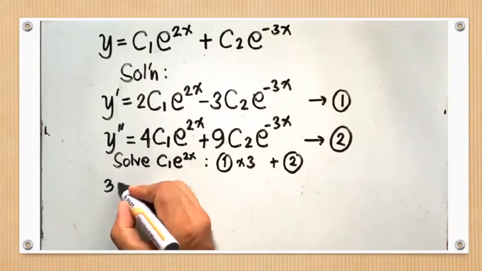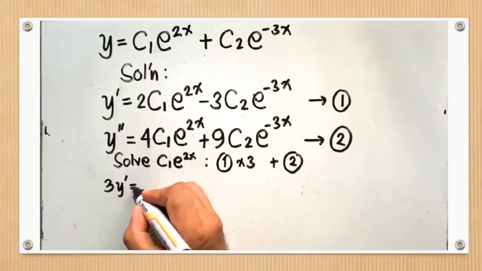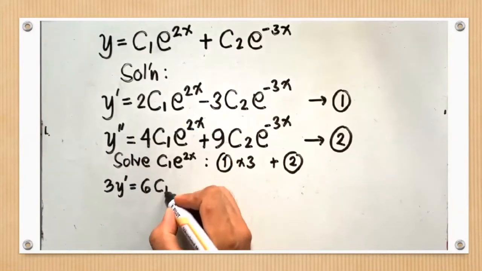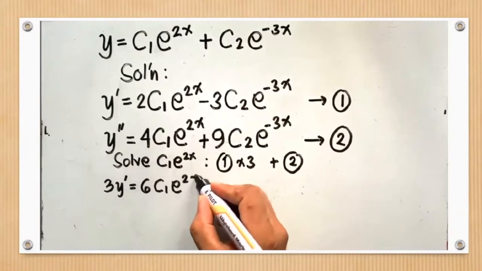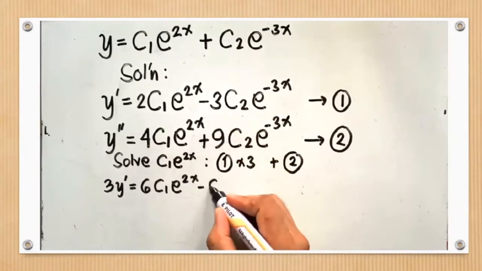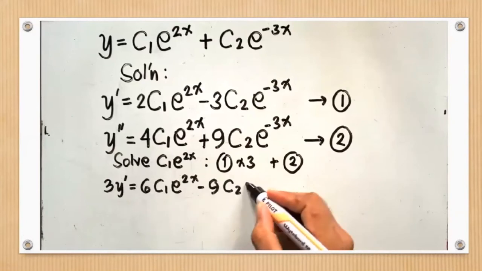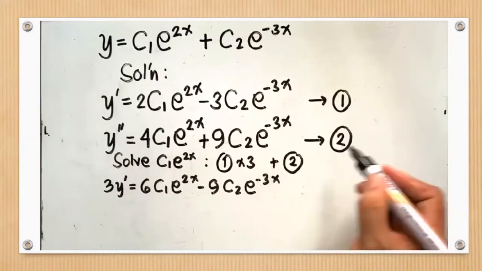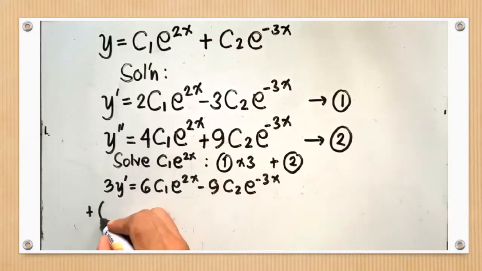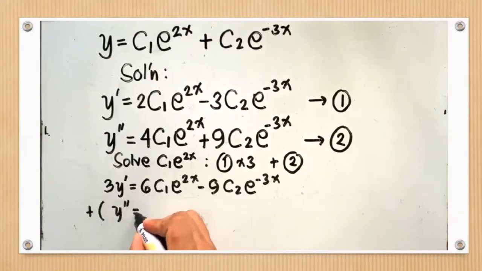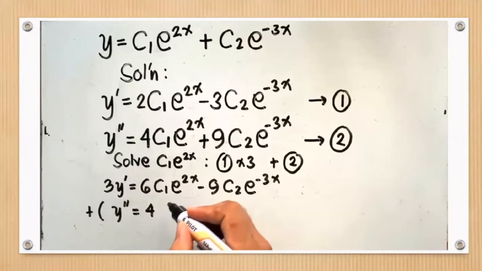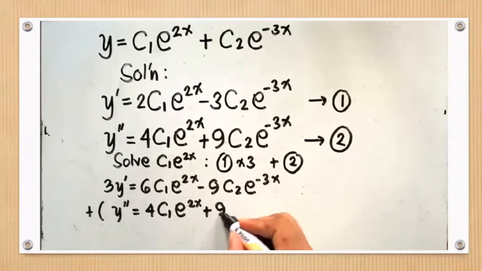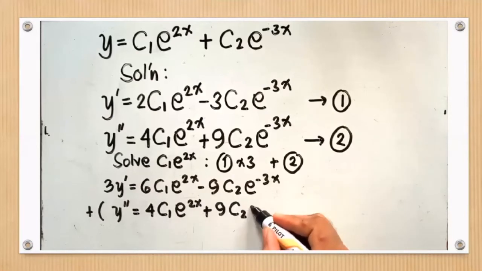So we have 3 y prime equals, and 3 times 2, you have for the first term 6 c sub 1 e raised to 2x. And then 3 times negative 3, you have minus 9 c sub 2 e raised to minus 3x. So this is now the result of multiplying equation 1 by 3. And then you add equation 2, which is y double prime equals 4 c sub 1 e raised to positive 2x plus 9 c sub 2 e raised to minus 3x.